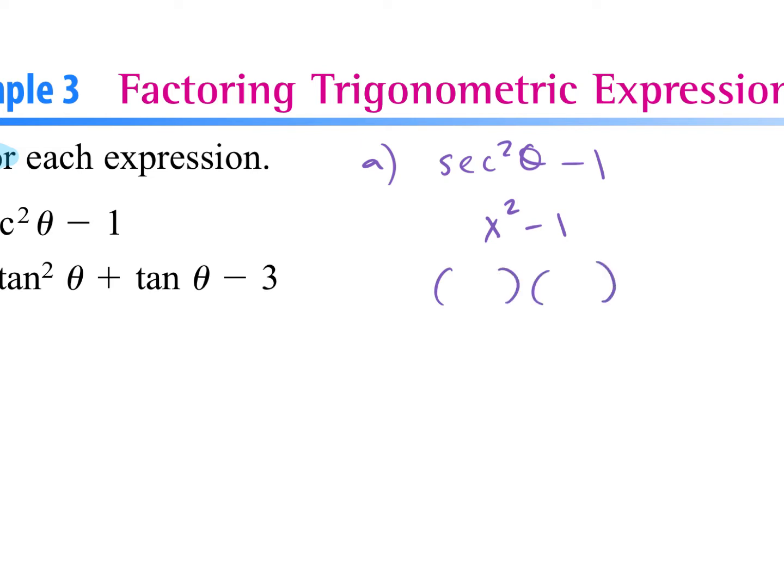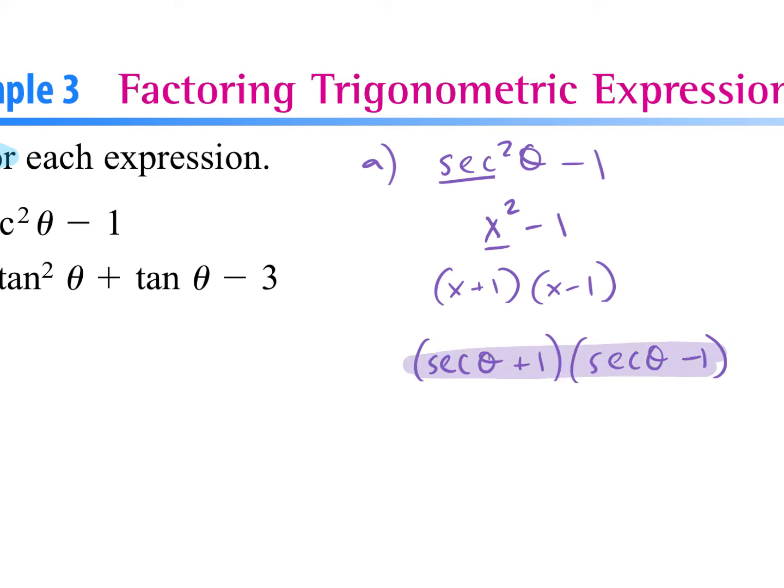Awesome. It's the difference of squares, so I'd have x plus 1, x minus 1. Now I replaced secant with x, so in my answer I'm just going to re-plug in that secant. So secant theta plus 1 and secant theta minus 1. And this would be our answer. Here you don't have to simplify, we're just factoring. So the question just said to factor, that's all we needed to do.